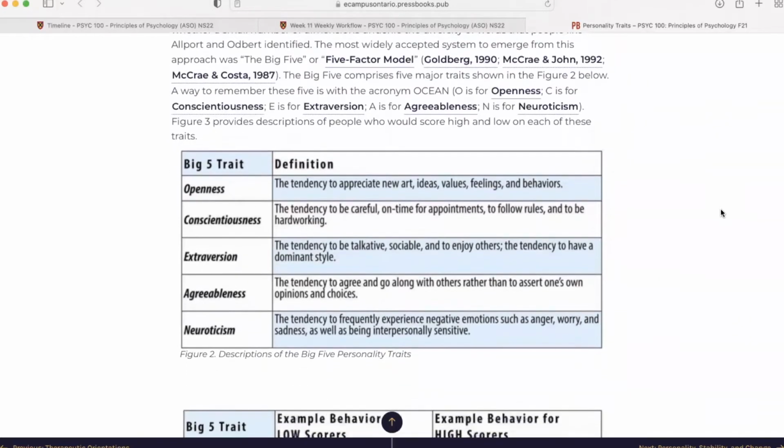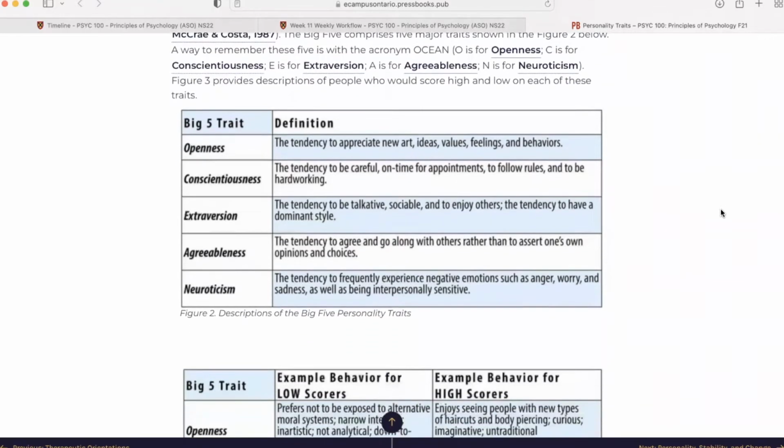Here we go. So, the definitions of the Big Five: openness, the tendency to appreciate new art, ideas, values, feelings, and behaviors. Conscientiousness, the tendency to be careful, on time for appointments, to follow rules, and to be hard working.